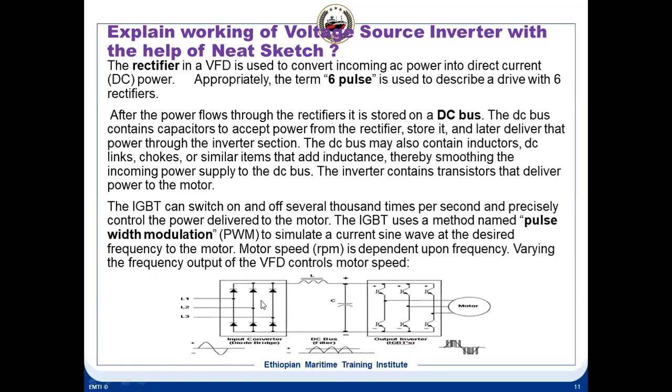So AC is the input, output is also AC. So AC input is given to this DC link, and the DC link is connected with an inverter which produces an AC output.